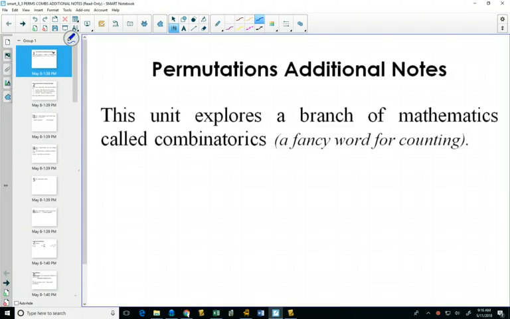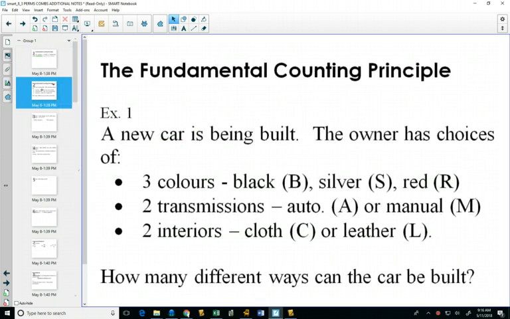So in our additional notes, first of all, I can show you a fancy word. Here is the branch of mathematics, combinatorics, that studies counting. Combinatorics is just a fancy word for counting. And this first part of our unit is dealing with permutations, which is counting things where the order matters. So we've already learned some of this stuff, so we'll be able to go through this fairly quickly.